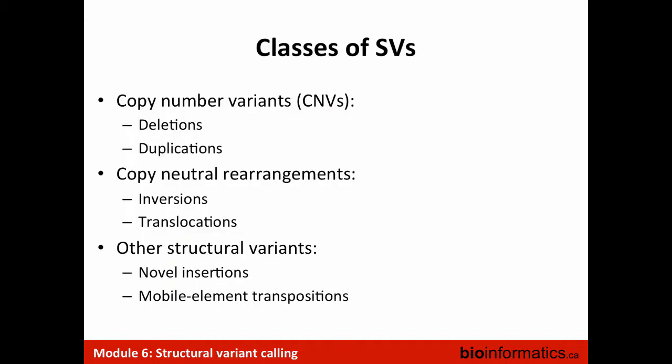So just a bit more on the different types of structural variants, because the tools that we're going to be talking about target different types of structural variants. You've got CNVs, copy number variants, looking at deletions and duplications. This is changing the number of copies of that region in the genome. Then copy neutral rearrangements, so inversion, that doesn't change the amount of DNA or the number of copies. Translocation, same thing. And then some other structural variants that are a mix of both, so novel insertions, the foreign DNA insertion, mobile element transposition, and so on. So a visual representation of these now.